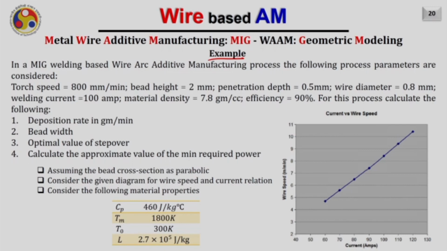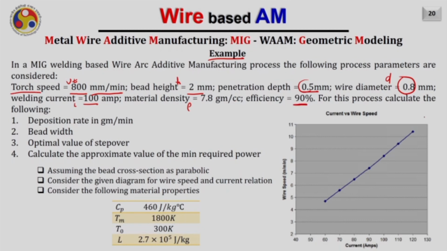Now let us try to solve an example. It says, in a MIG welding based wire arc additive manufacturing process, the following process parameters are considered. The first one is the torch speed, 800 mm per minute, which I will represent by Vt. The bead height, h, is 2 mm. Penetration depth, which is the depth of penetration into the substrate, is 0.5. Diameter of wire is 0.8 mm. The welding current I is 100 amps. The material density is 7.8 gram per cc. Efficiency of the process is 90%.